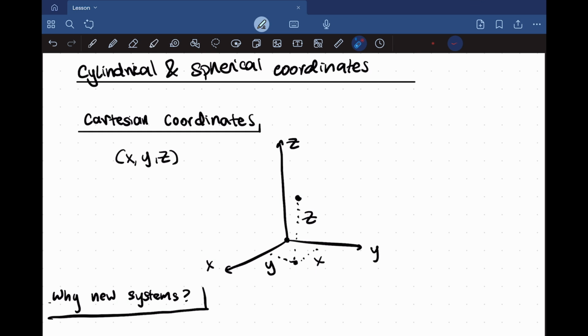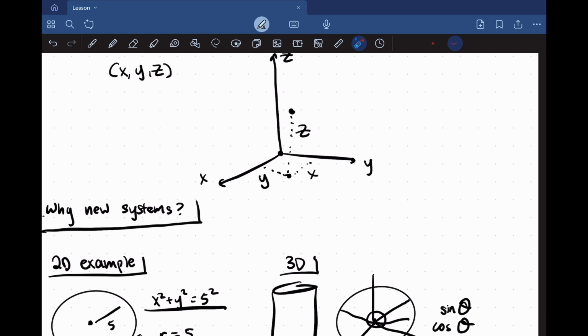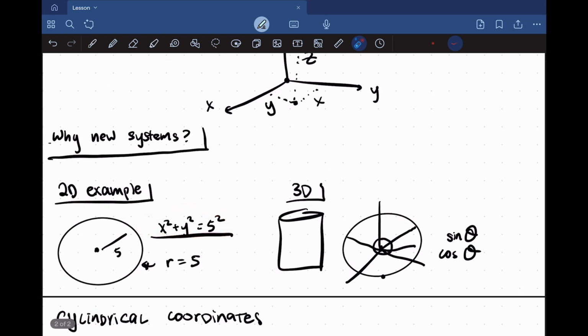This is perfect for functions, since in our lives we learned y equals a function of x, something like that. That could be really useful since we already have the x, y, and z values. But this falls short when we're discussing different shapes that could be represented in simpler ways. We may be able to represent a circle as x squared plus y squared equals 5 squared, but we can also represent it as r equals 5.